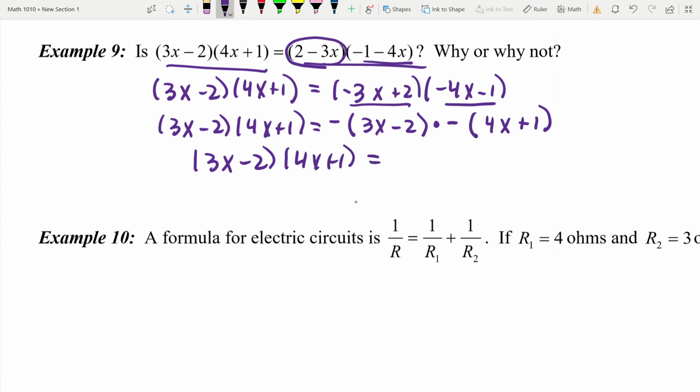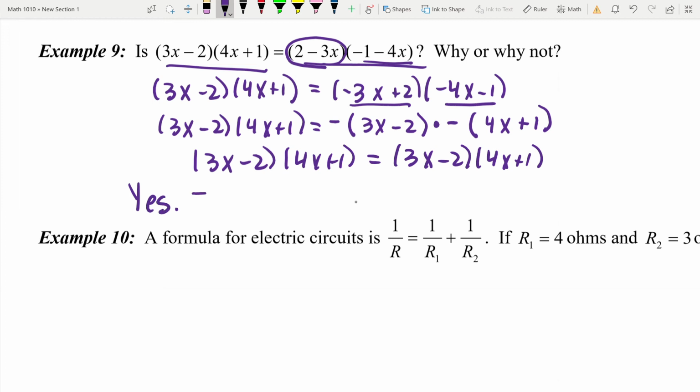Look at what the right is. You have a negative times a negative, which is a positive. And then you have a 3x minus 2 multiplied by a 4x plus 1. Are they equal to each other? Yes, they are. Why or why not?